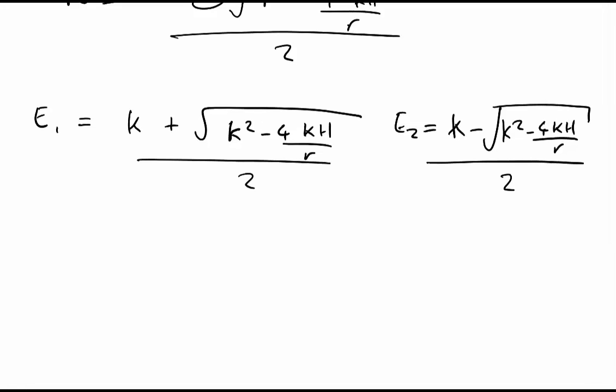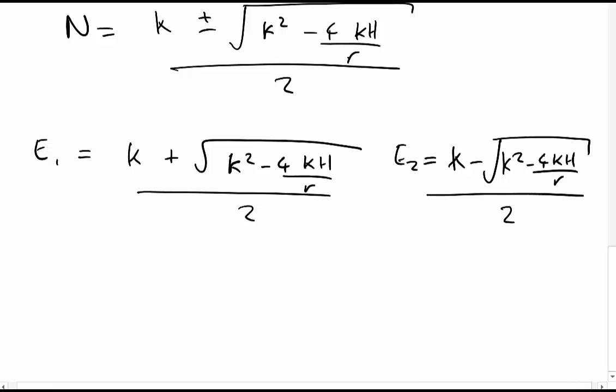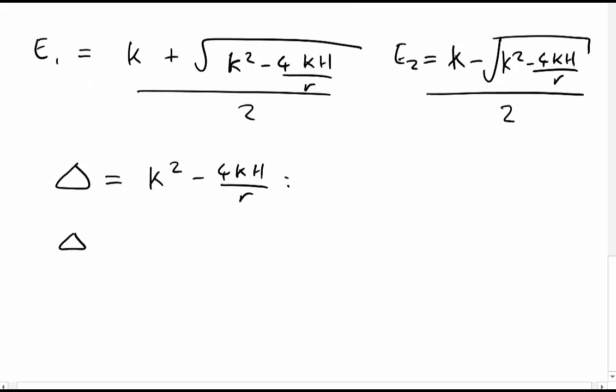What we now need to do is consider this discriminant, this k squared term inside the square root. I'm going to call the discriminant delta. Our discriminant is the thing inside the square root: k squared minus 4kh upon r. This is what the discriminant is equal to, and we need to consider three cases: when the discriminant is greater than 0, when it is equal to 0, and when it is less than 0.